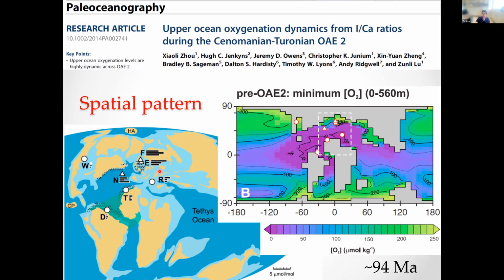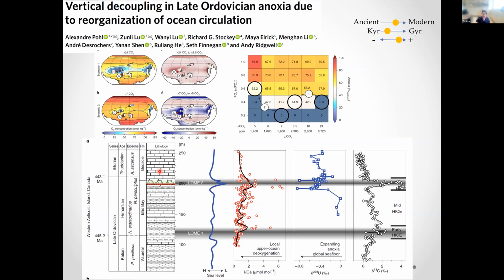Earth system models. So in this paper that we recently published, this is about the late Ordovician mass extinction events. In this event, we have two extinction pulses, so-called LOME 1 and LOME 2. What got me excited about this record is we were generating iodine calcium records from the same samples that were used to generate this uranium isotope record.